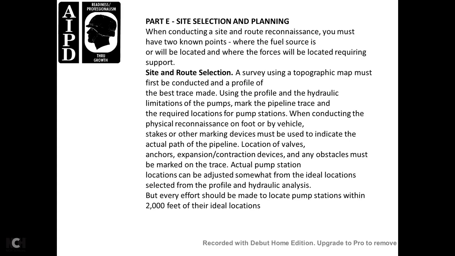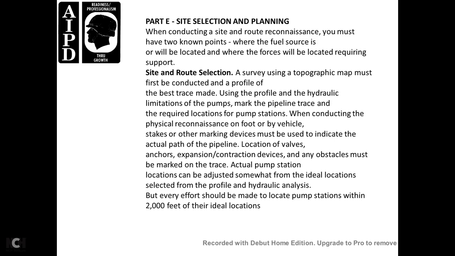The survey using the topographical map must be conducted with the best profile trace. The method makes use of the profile, hydraulic limitation of the pump, marking the pump line and pipeline tracing, required location of the pumping station, and conducting the physical reconnaissance on foot or by vehicle. Stakes or other marking devices might be used to indicate the actual path of the pipeline, location of the valves, anchors, and expansion and contraction devices. Any obstacles must be marked on the trace.